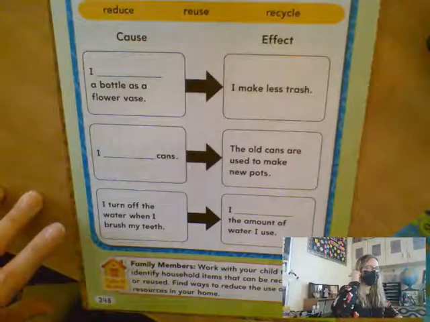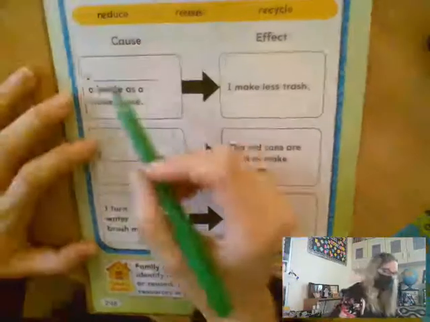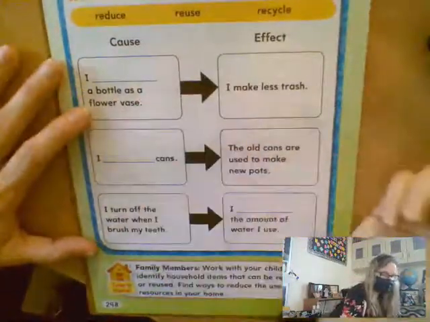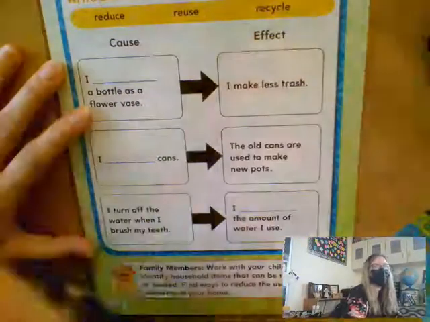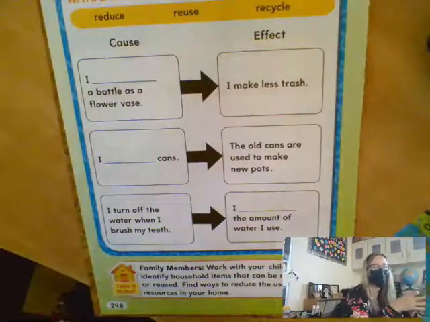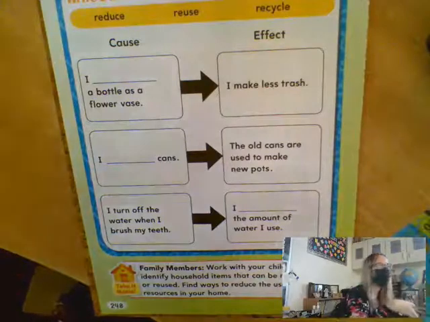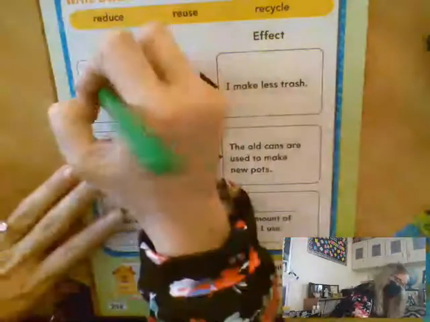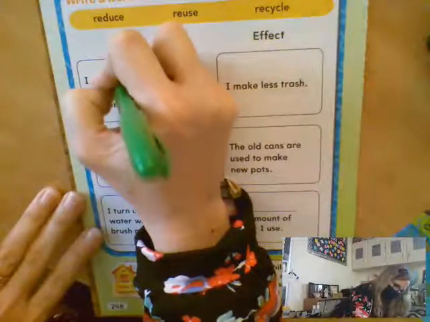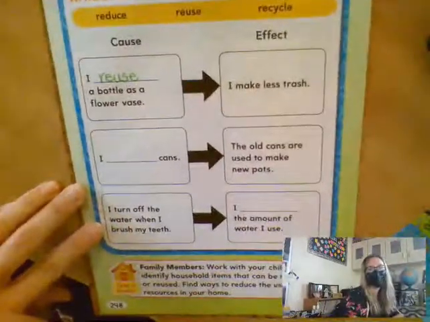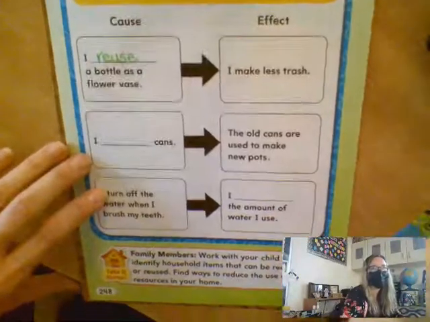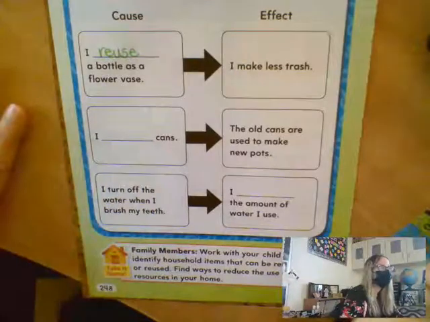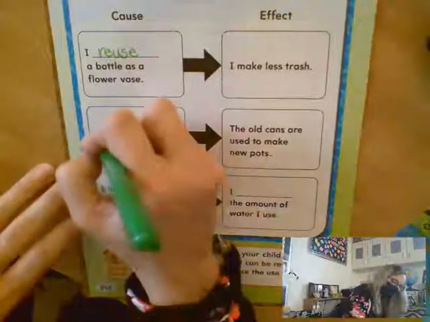Pause and effect. I blank a bottle as a flower vase to make less trash. Do I reduce it, reuse it, or recycle it? If I'm taking a bottle and using it as a flower vase, I'm reusing it, right? If you're using it a different way, you're reusing. I blank cans, and the old cans are used to make pots and pans. If you turn something in and they make it into something different, that's called recycling.